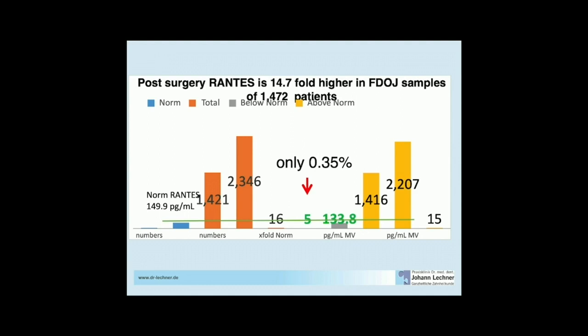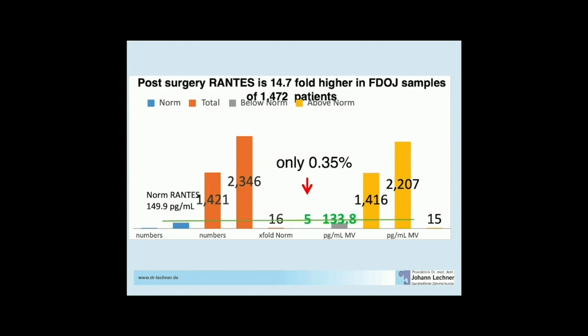All the other ones were high above, with a median level of 2,200 picograms per milliliter. 2,207 picograms per milliliter is about 14.7-fold higher than normal. That means a nearly 15-fold higher chronic signal, developing inflammation through this RANTES signaling.